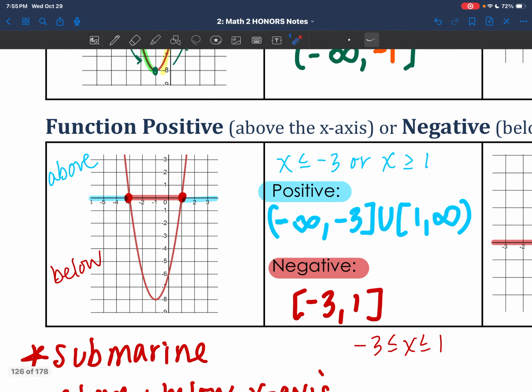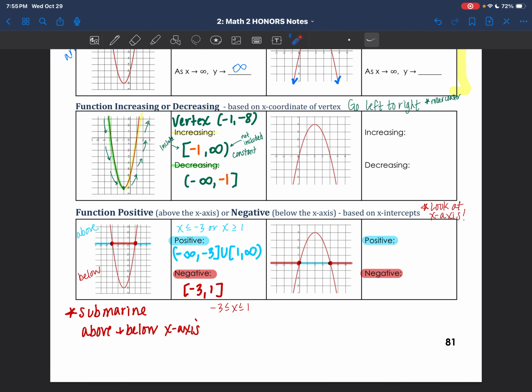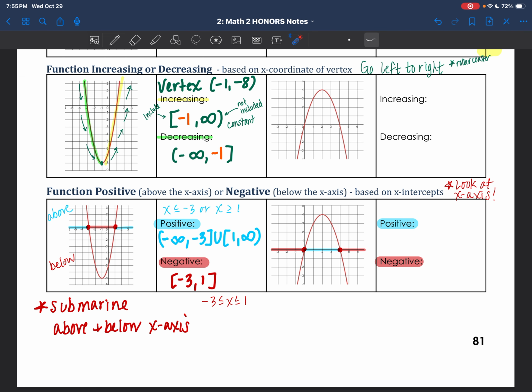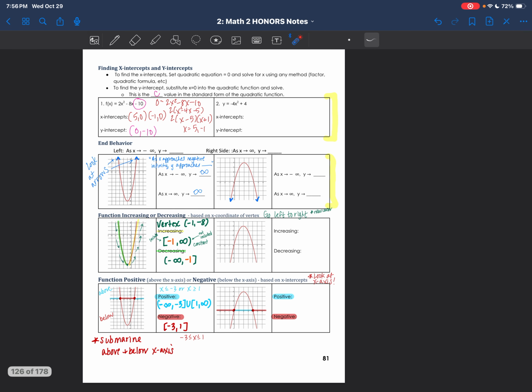All right, so I kind of color coded for you. If you noticed here, this part and this part are below, and then this part is above. That's your hint, so go ahead and finish here, and remember for this you're looking at the x-axis.